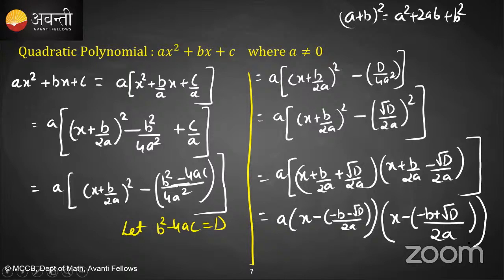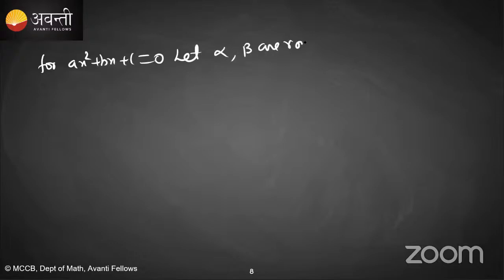Is there any doubt so far? Tell me quickly in the chat box. Is there any doubt so far? Okay. And you know that for a quadratic equation, the roots are minus b minus root d by 2a and minus b plus root d by 2a. These are the roots of the quadratic equation. Yes or no? Right? So it means for ax square plus bx plus c is equal to 0, let alpha beta be the roots.